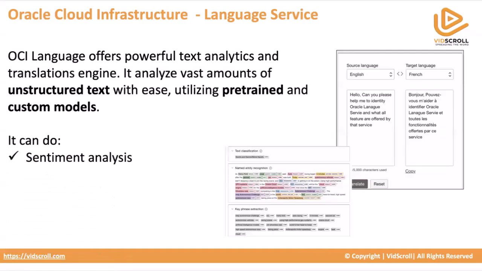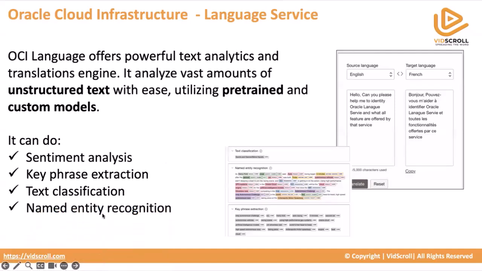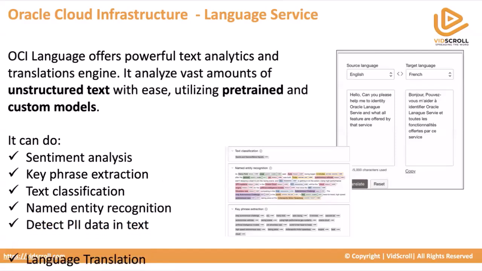So this service can do multiple things. It can do sentiment analysis. It can extract key phrases from the provided text. It can do text classification, identifying which subject the text belongs to, maybe government, some laws, maybe news, or maybe something industry specific. It also recognizes named entities, it can detect your PII data, and it can do translation from one language to another.